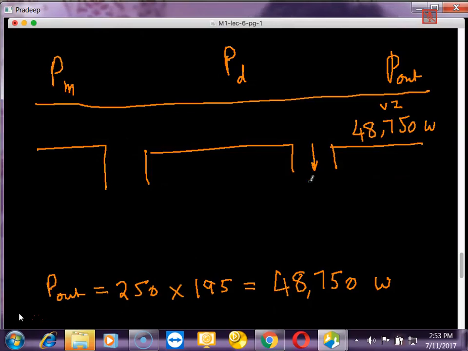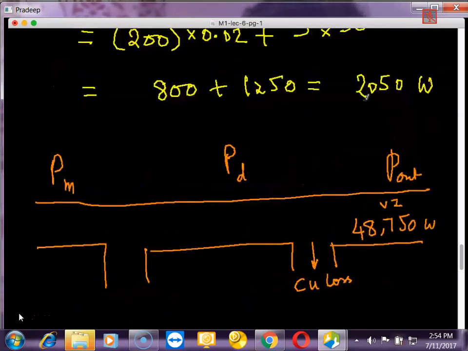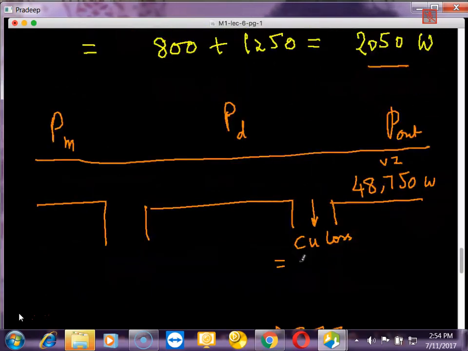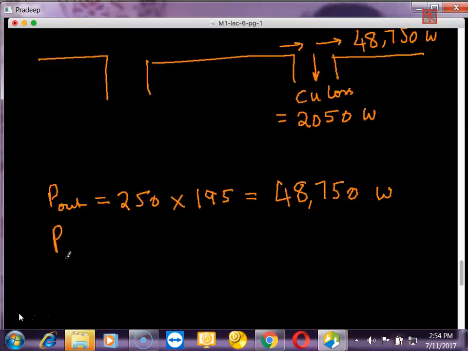So here I can show copper losses. Just now we calculated copper losses 2050. So let me put the copper losses here to be 2050 watts. Therefore it's a simple addition now to know what is the power developed. If I add these two, then I'll get the total power developed. So power developed is power output plus copper loss.